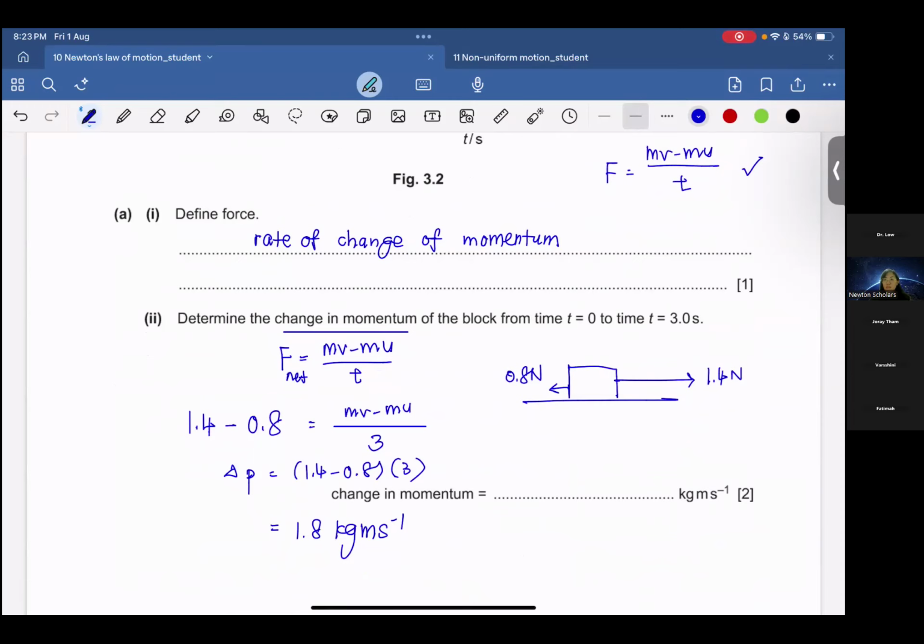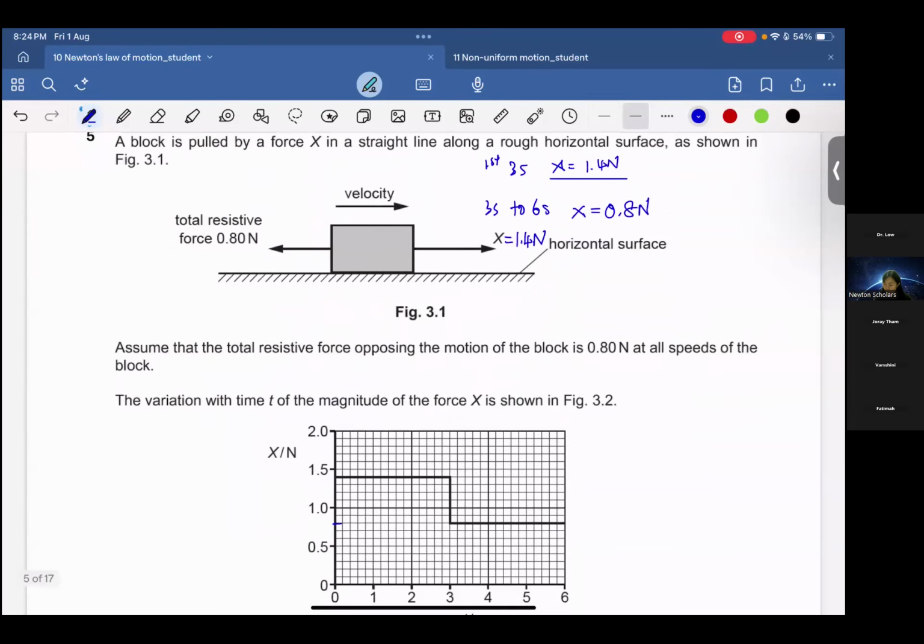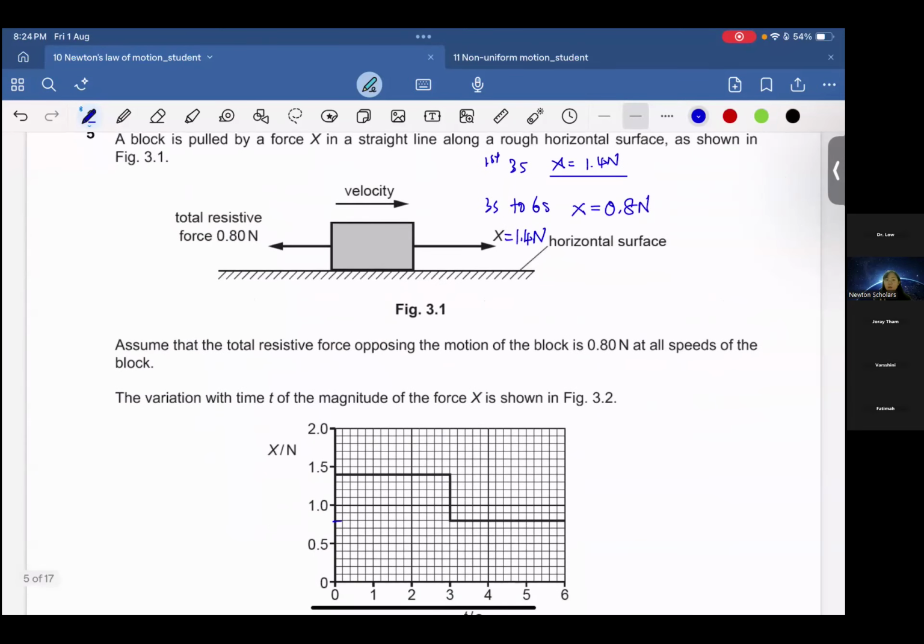Okay, so we go to page number 6. Describe and explain the motion. How do we describe motion? Object at rest, object moving with constant speed, object accelerating, decelerating. This is about describing the motion. From 3 seconds to 6 seconds, how do you describe the motion and why? Describe and explain, so you need to explain the reason why you say so. Type your answer in the chat box.